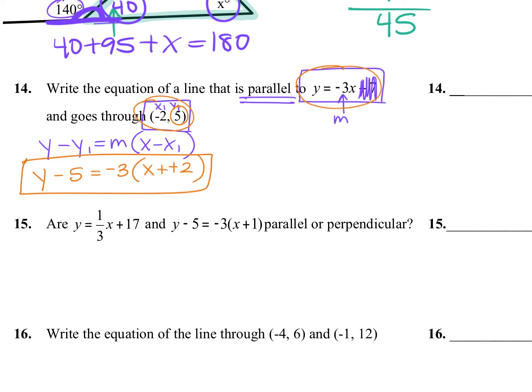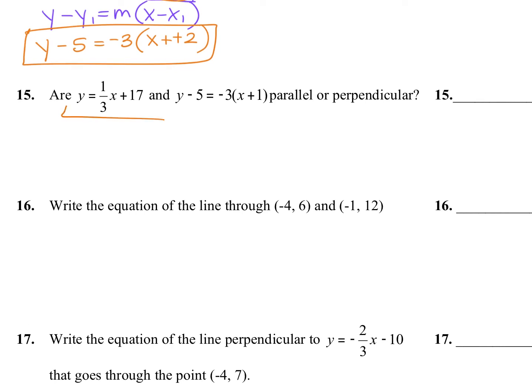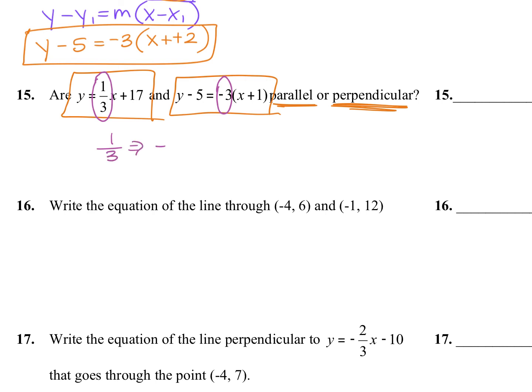Okay, 15 gives you two equations, equation number 1, equation number 2, and asks, are they parallel or perpendicular, or is it neither? Perpendicular. Why? Because slopes are opposite. So here's one slope, right? 1/3. Here's the other slope, negative 3. They are opposite reciprocals, right? From 1/3, change the sign and flip it over. You get opposite reciprocals. So we would say they are perpendicular.